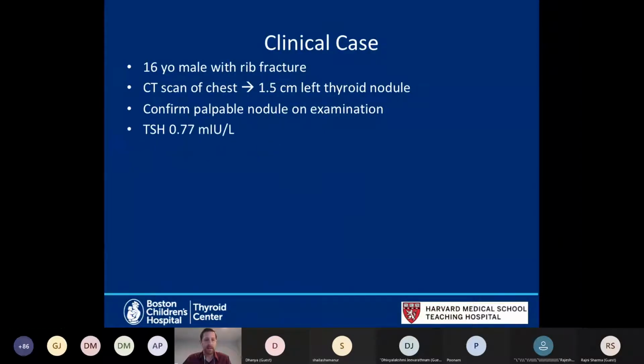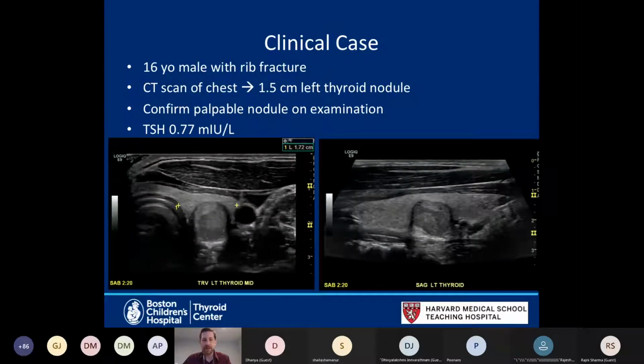I will tell you that in my evaluation, the first thing I did was check a TSH for reasons that will become clear, and Dr. Danya mentioned. He had a normal TSH. And then an ultrasound showed these images, which I showed at the beginning, but this well-demarcated lesion in his left thyroid lobe. This is a transverse and a sagittal view measuring about 1.5 centimeters.